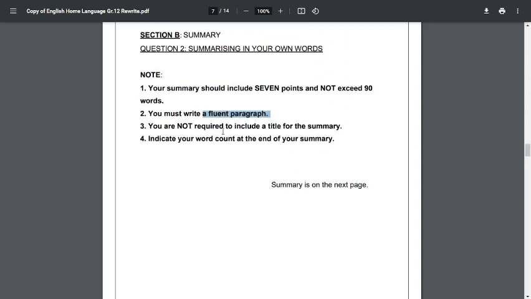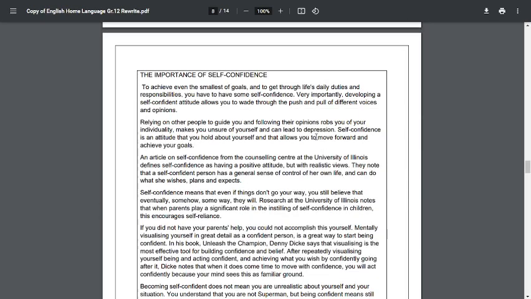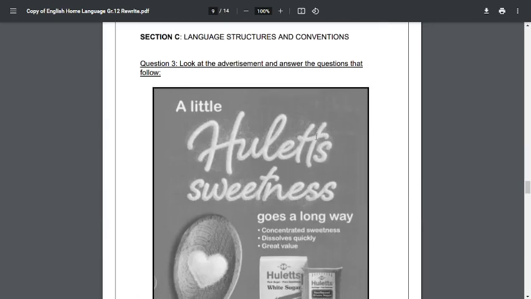Okay, and here, no title is required, and indicate your word count at the end of your summary. Again, if you do not count your words, then you might get marked down. Okay? And remember that even if you do write your words, we do check. We do count out every single word in the summary. It's very time-consuming, but it's something that we are required to do. So if you wrote 500 words, don't write 89 words. Or if you wrote 6 words, don't write 89 words. The importance of self-confidence, so this is what you are summarizing.